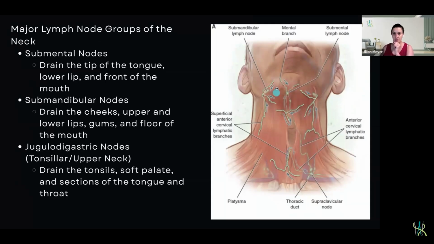We have the submandibular. So mandible, meaning jaw. So submental drains the tongue, the lip, and the front of the mouth. The submandibular drains the cheek, the upper lips, the gums, the floor of the mouth. And then we have the jugulodigastric, which I never say that word, but basically it drains the tonsils, the soft palate, some of the throat, and some of the tongue.